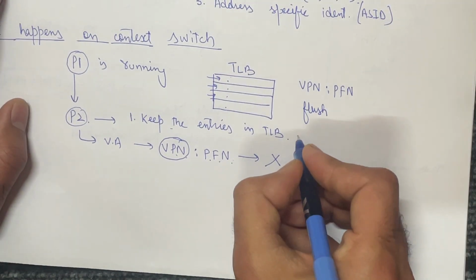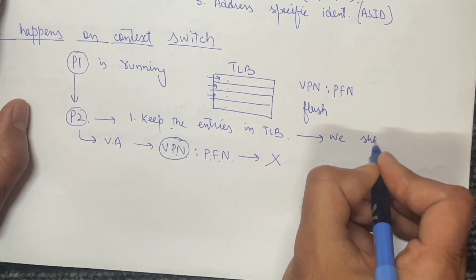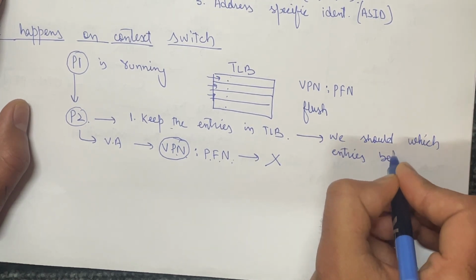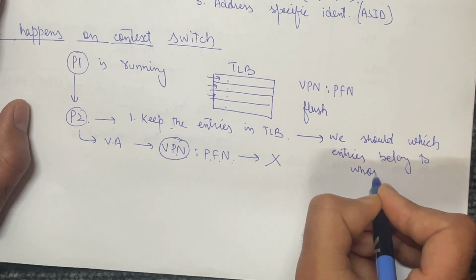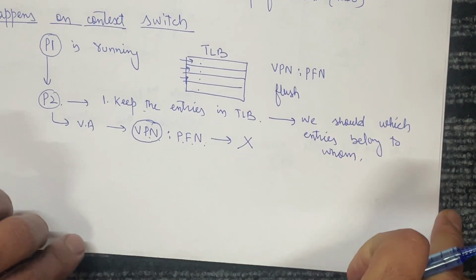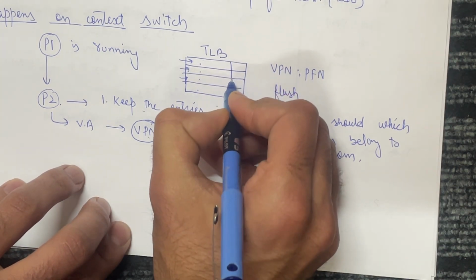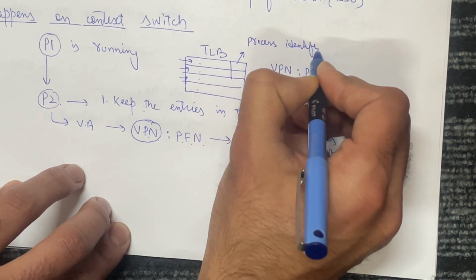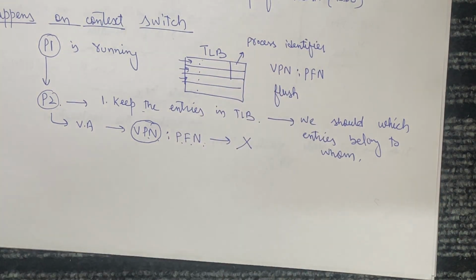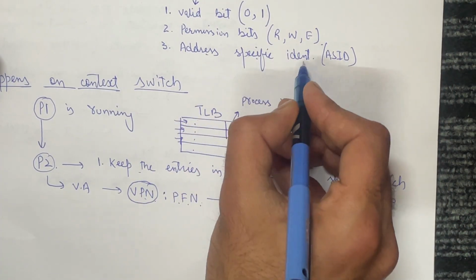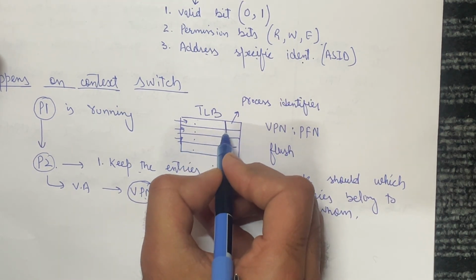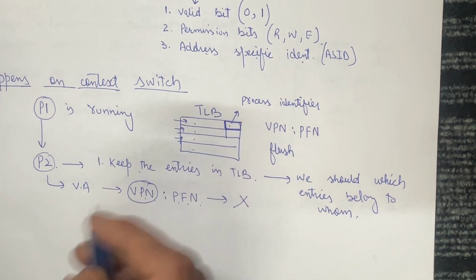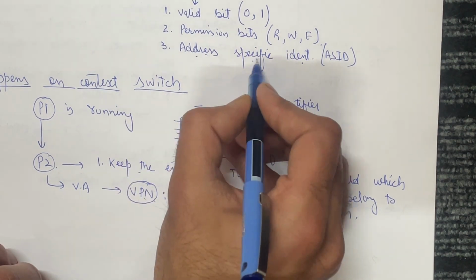Okay. So keeping the entries has a problem. What is the problem? The problem is we should know which entries belong to whom. And we can solve this problem. How? If with each entry we add the process identifier. Process identifier means to which particular process this entry belongs. So that was this address specific identifier. With every entry, there will be some extra bits. Those extra bits will say to which particular process this entry belongs. And those extra bits are called the address specific identifier.